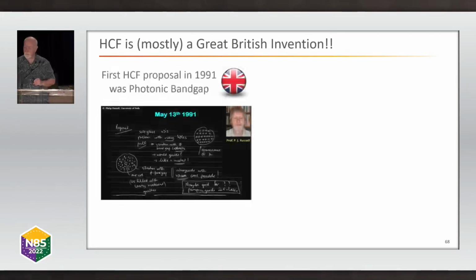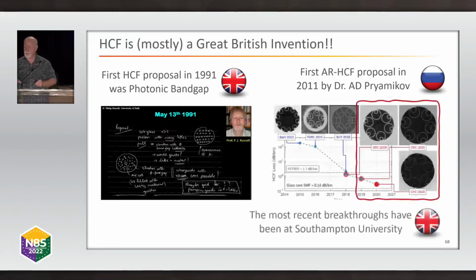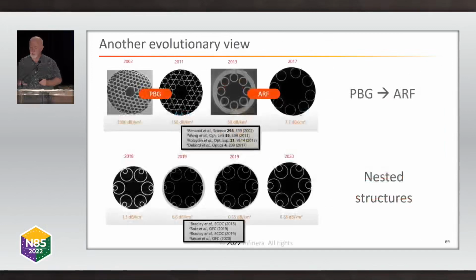I say mostly because although the very first paper was proposed at the University of Bath in 1991, that's on photonic band gap fiber, the first anti-resonant fiber was actually proposed by Andrei Primakov at the Russian Academy of Sciences. So he actually came up with the idea of anti-resonance, but all the latest developments in anti-resonance have been at Southampton University in the UK. And they've now been commercialized.